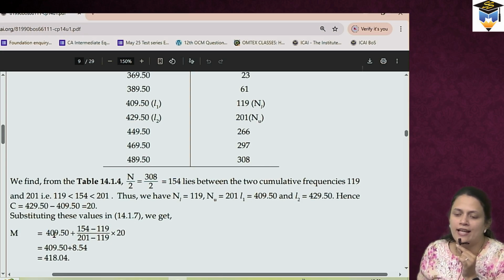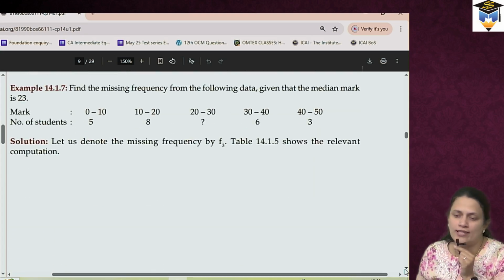Now the median is calculated as, what is the formula? L1 plus n by 2 minus NL, upon NU minus NL, into C, which is nothing but 20. Here NU is 201 and NL is 119. So by using this formula, they have found out the answer. It is easy to understand how to find the median for grouped frequency. Understood? Let us move to the next question.